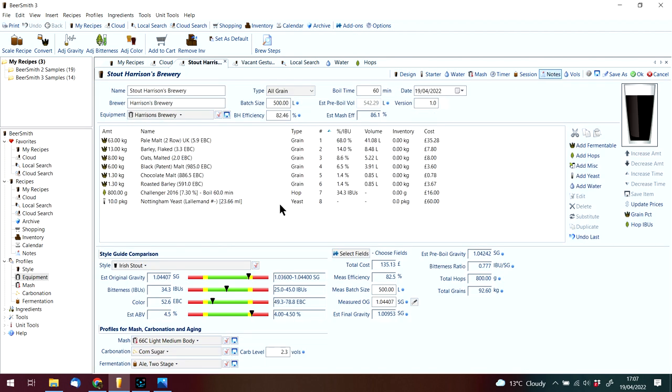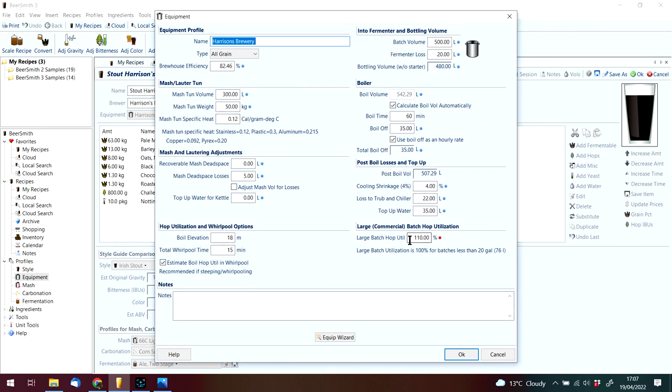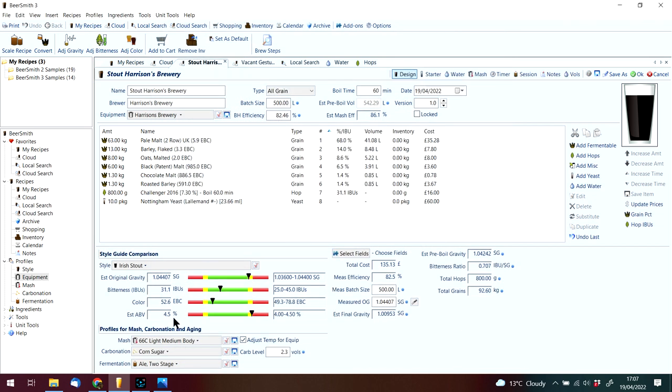Okay, so we've just put all our numbers back in, we now know what we've got and we know where we need to be. This is also very easy. I'm just going to check. Yeah, I'm just going to change this hop utilization back down to 100%, which will bring us down a touch.